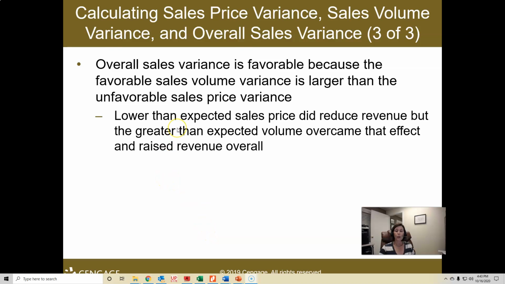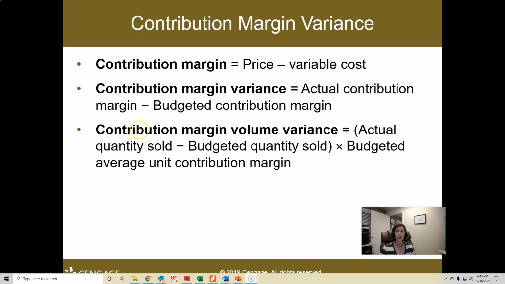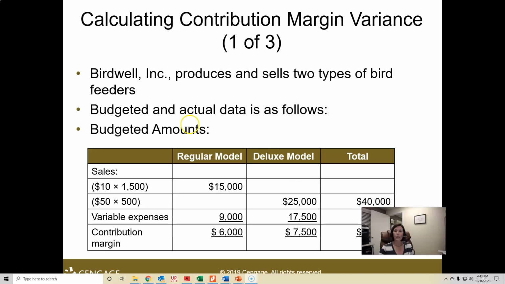So even though, as your slide points out, we got a penny lower than we had expected, because we ultimately sold more than we had anticipated, overall that compensated for the decrease in the sales price. So a couple more definitions and calculations here. We've got contribution margin variance, and contribution margin volume variance. So again, slight change on the calculations that we just looked at.